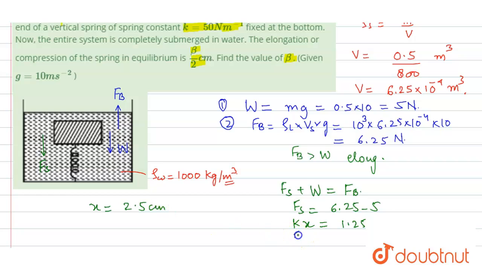We have been given the value of k in the question. K is 50. So when we solve and convert that into centimeter, we get 2.5 centimeter. But this is not the final answer. We have to find the answer in terms of beta by 2. So we can write this as 5 divided by 2 centimeter. Now this is written in the form beta divided by 2. So you can see that the value of beta is simply equal to 5. So this is the final answer. I hope you understood the explanation.